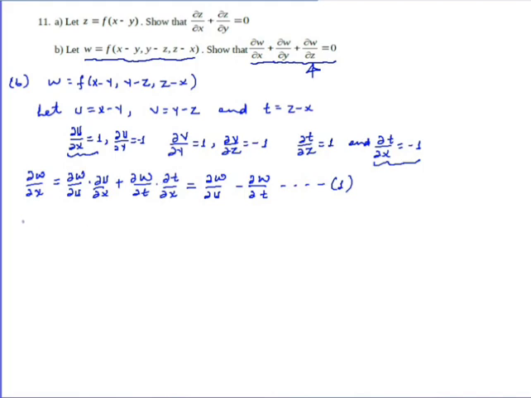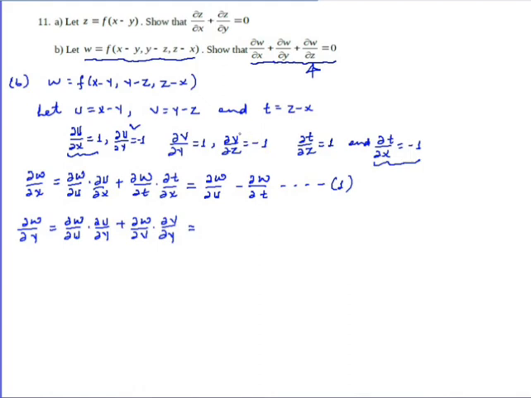Then the partial derivative of w with respect to y we work out next. This is the same as the partial derivative of w with respect to u and u with respect to y, plus the partial derivative of w with respect to v times the partial derivative of v with respect to y. Here too, I used the chain rule. So u with respect to y is -1.